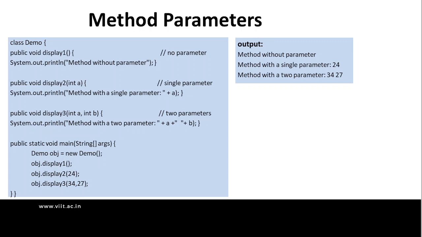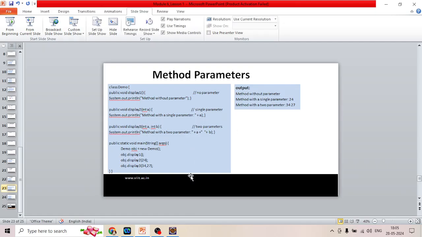If your method display 1 has no parameter, you don't need to pass any parameter at the time of calling. If you call the display 2 method, you need to pass one parameter, because here one parameter is used, and if it has 2 parameters at the time of declaration, then at the time of calling you need to pass 2 parameters. Let us have this demo.